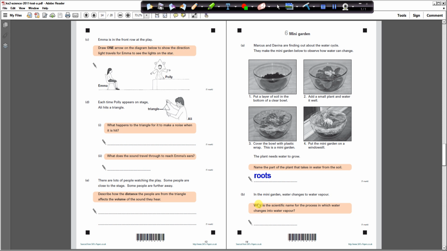Okay, lovely. Next part B. In the mini garden, water changes to water vapor. What is the scientific name for the process in which water changes into water vapor?